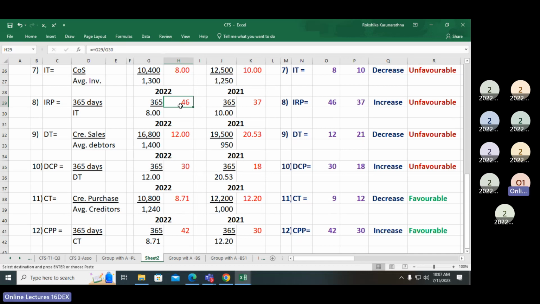The statement is false. Why? The inventory residence period increase. Inventory residence period increase means it takes longer time period to convert inventory to sales. So which is unfavorable.